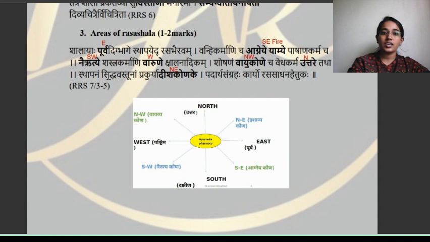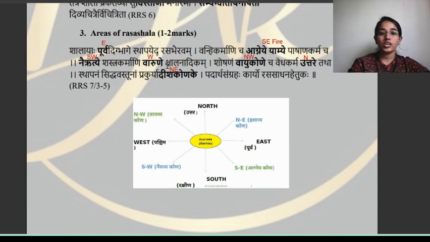And next is Nairitya Shastra Karmani Varune Kshalanadikam. That is, on Nairitya cone, Shastra Karmas, that is the activities with sharp instruments, are done. Nairitya means SW, right? So Nairitya is SW. So you can connect it as So Nritya Shastra or Natya Shastra. So you can memorize it as Nairitya is for Shastra Karma.